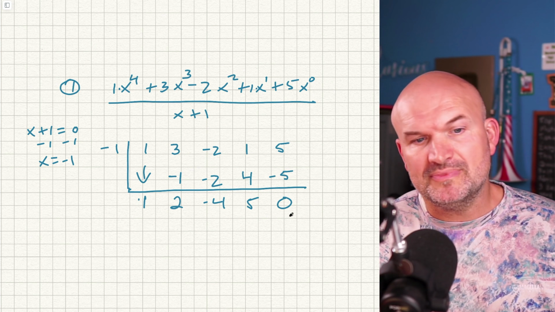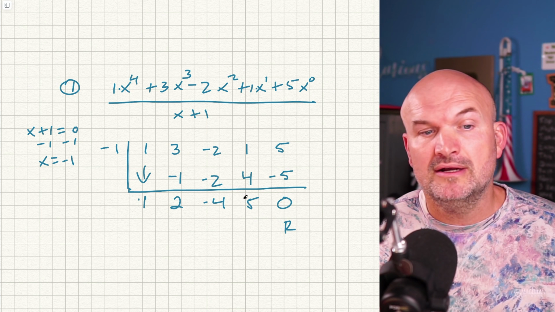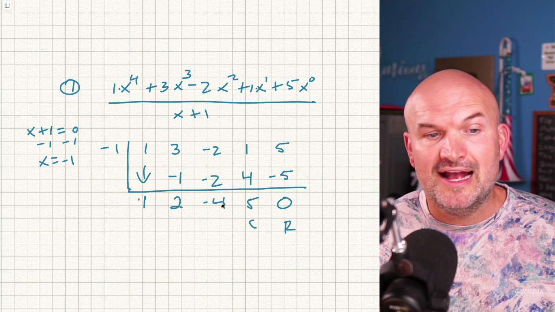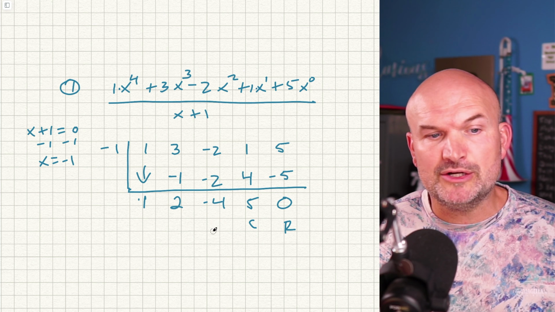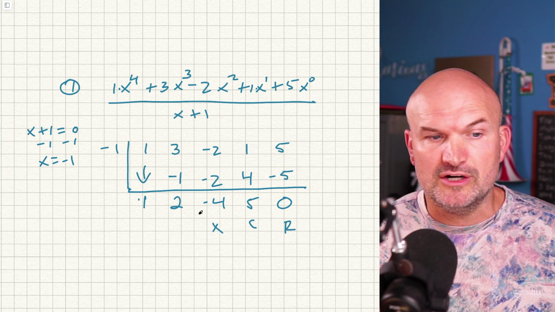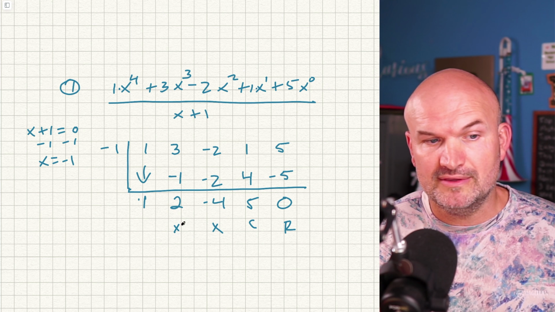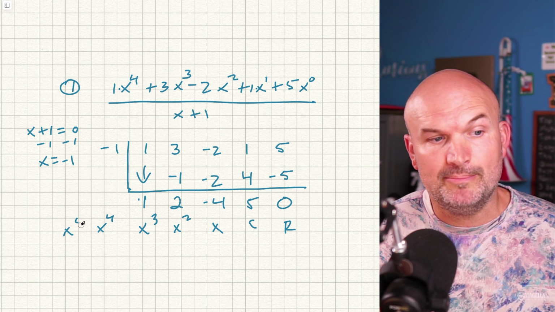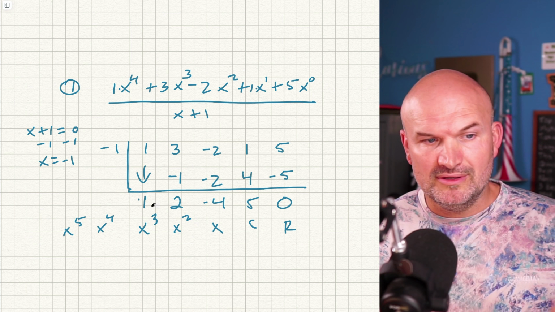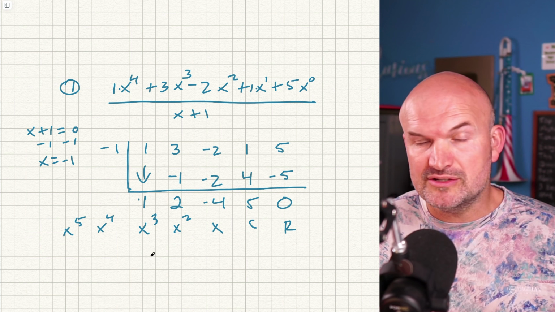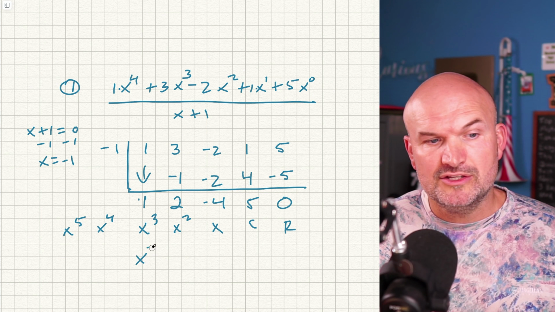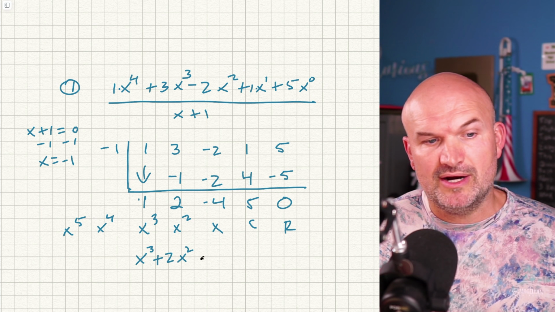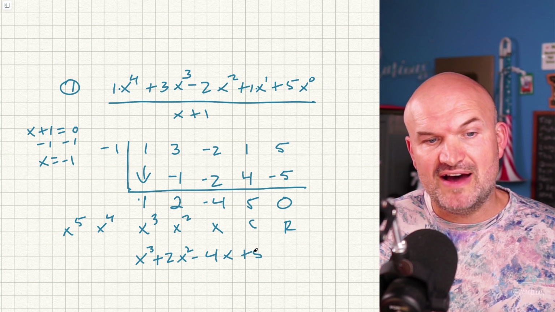So here's what you need to know. The last number is going to be your remainder. The second to last number is your constant. And then the remaining numbers are just going to be the coefficients of your terms. First start with x to the first power, then x squared, then x to the third. And if you had more, you would just keep on going up and up. So these represent the coefficients, and now I can write it as a polynomial: x cubed plus 2x squared minus 4x plus 5.